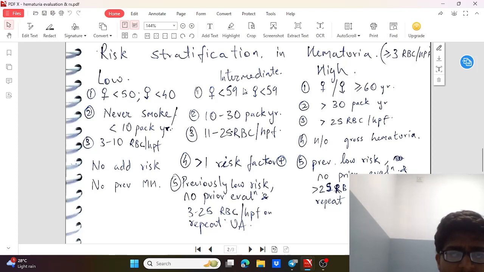In low risk we generally go for urinary and ultrasound examination, and if needed cystoscopy. In intermediate risk, when the age of male and female is less than 59 years, smoking is 10 to 30 pack years, and we have 11 to 25 RBC per high power field.